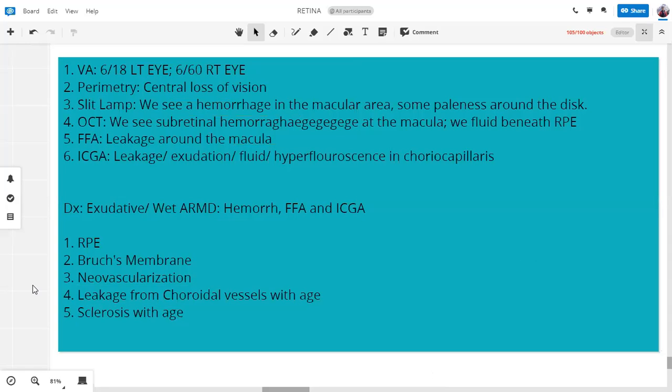That's a good question. I don't have the answer to that. Okay, it doesn't make a difference elsewhere. It only affects the macula.